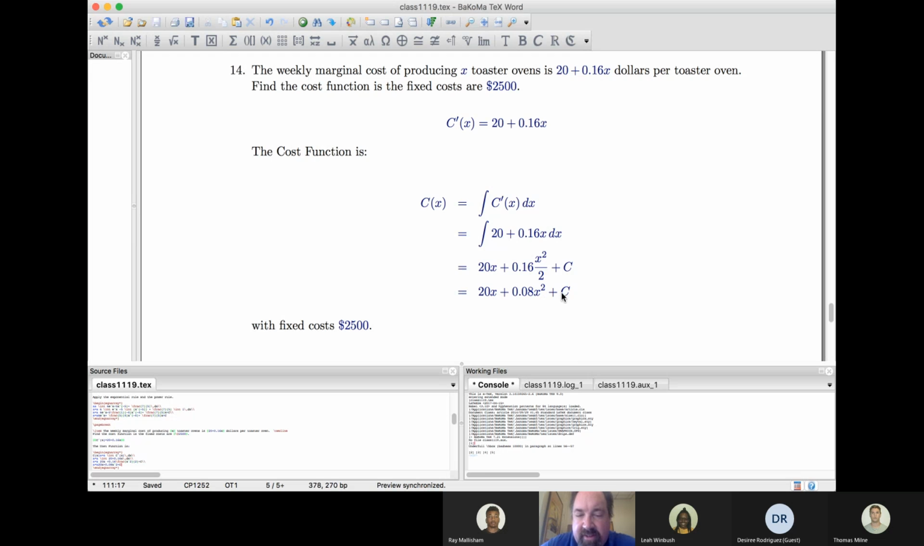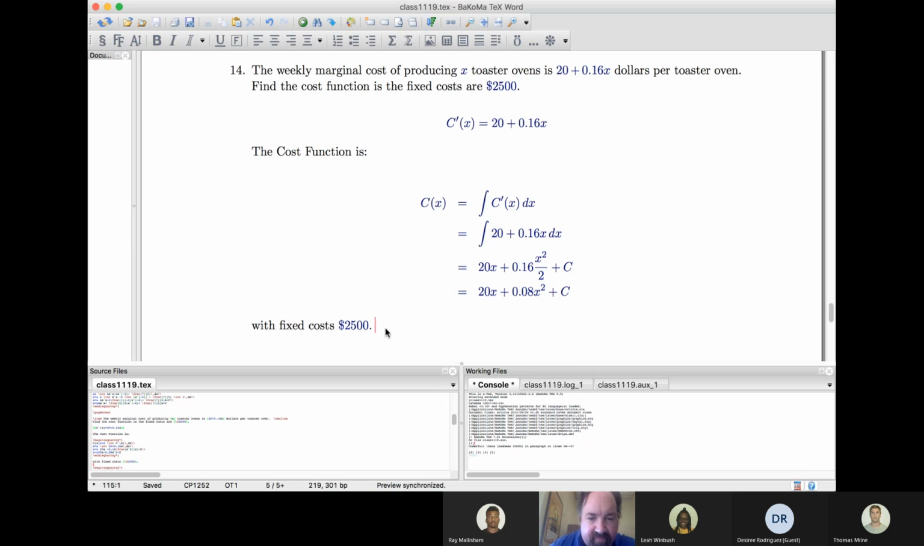We have almost entirely specified our cost function. It's not complete because we have this plus C, and this is an arbitrary constant. We needed to get an actual value for it this time. And this is where the other information in the problem is taken into account, that the fixed costs are $2,500.